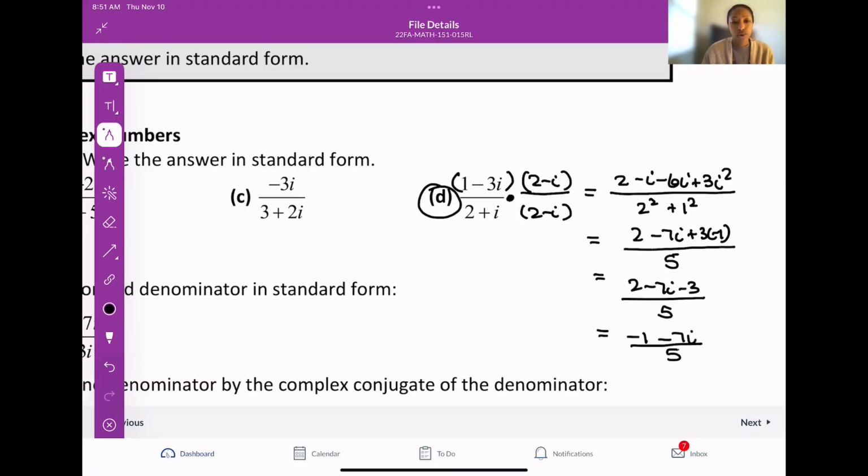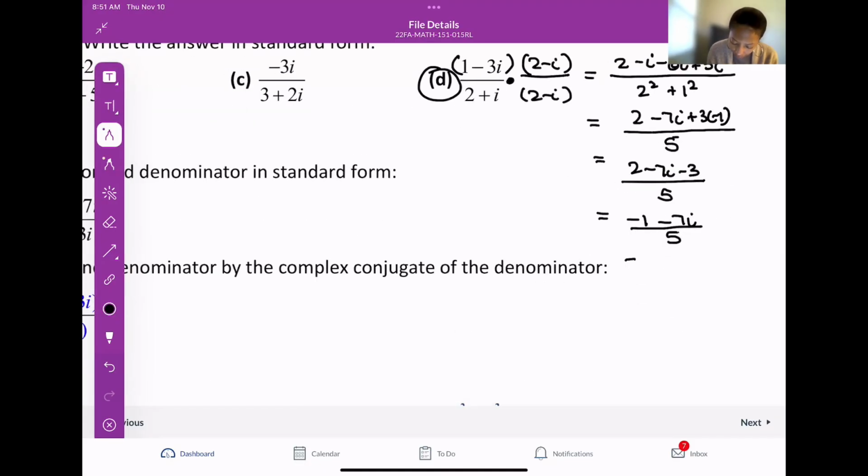And you might be thinking, cool, we're done. And we are almost done. The only thing is, this is not in standard form. The standard form of a complex number is the real part plus an imaginary part. So we can break this up into 2 different parts. We're going to take the negative 1 and divide by 5, and then minus the 7i divided by 5. So if you break this into 2 separate parts, we have negative 1/5 minus 7/5 i. That is our final answer.